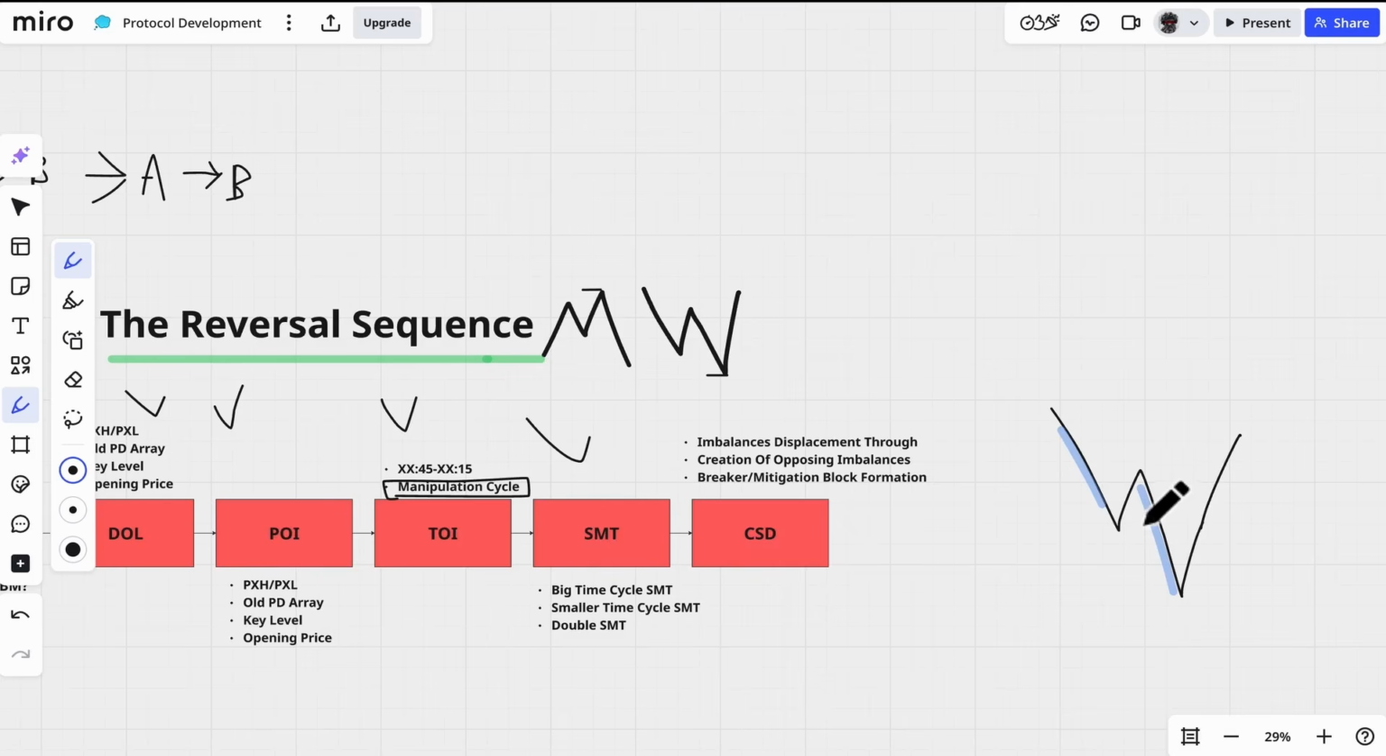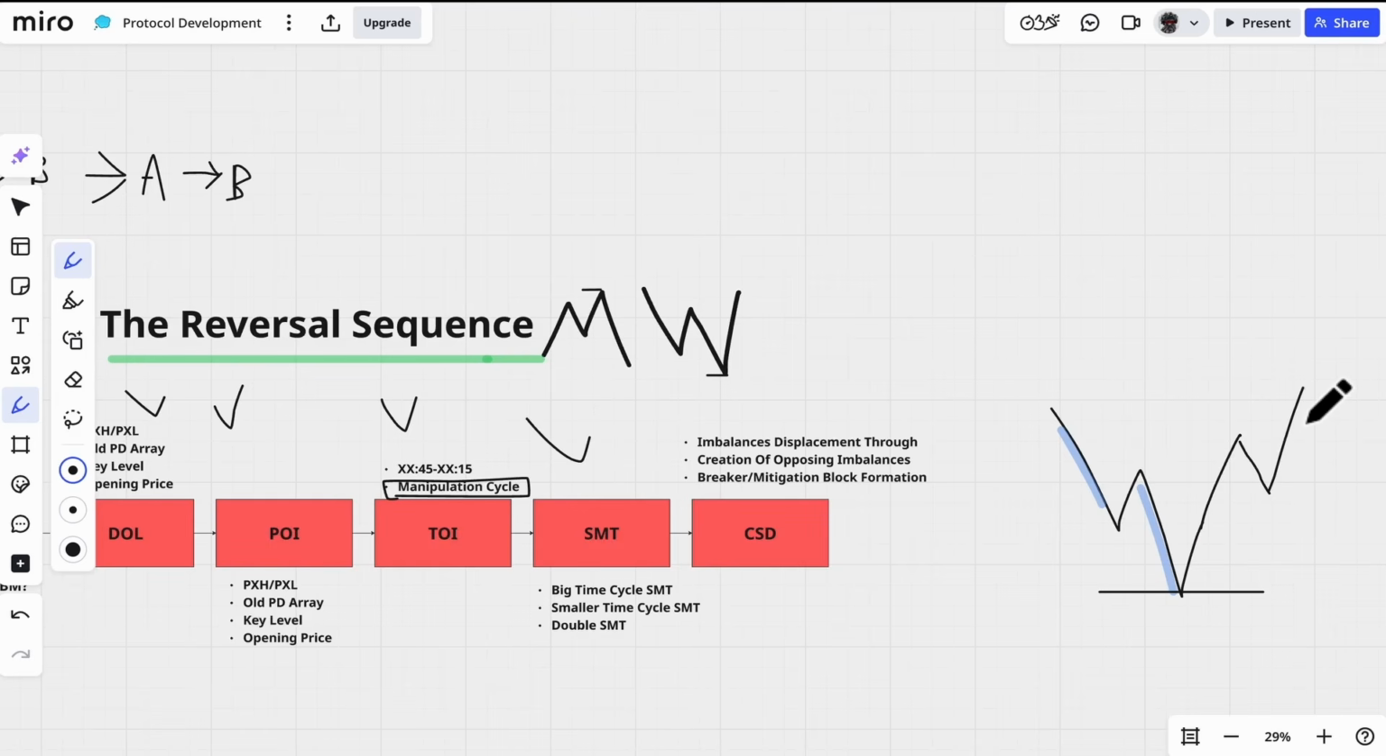And once price runs through that sequence of imbalances, which reached our point of interest right here, that's the first sign that the underlying order flow is changing. And what we can then anticipate is that price is likely going to retrace, utilize that sequence of imbalances as support, and reprice higher.